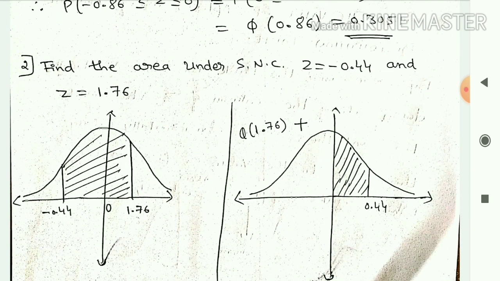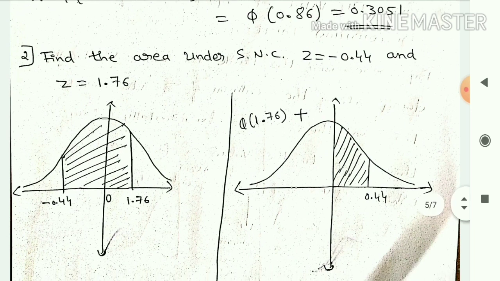So now you check the normal distribution table. Again I will repeat how to find the value of phi of 0.86. Very simple. First vertically go down for 0.8. Then go horizontally for 0.06. The value is 0.3051. Please check once in the table. Okay, fine. Let's go for one more example.